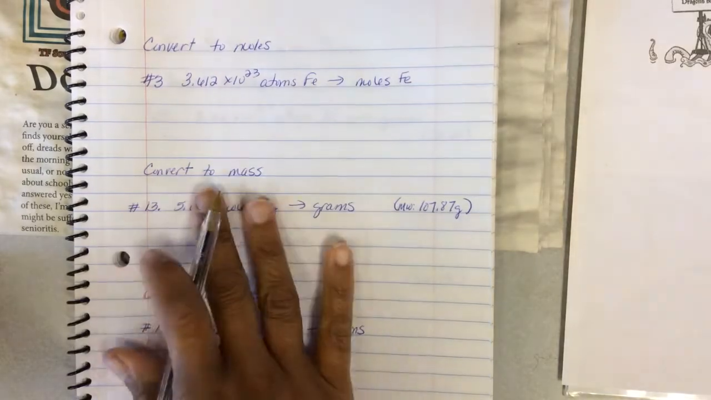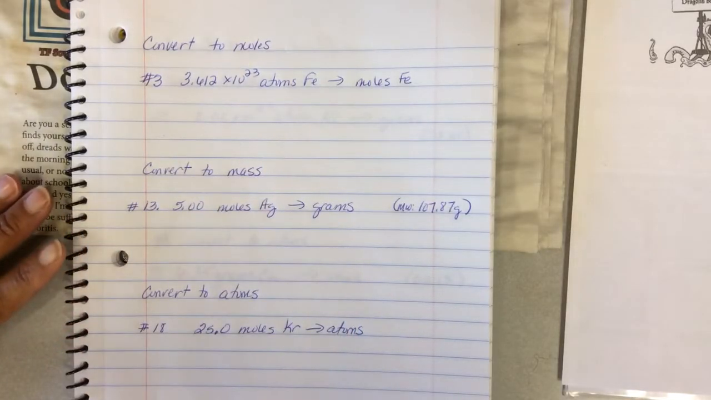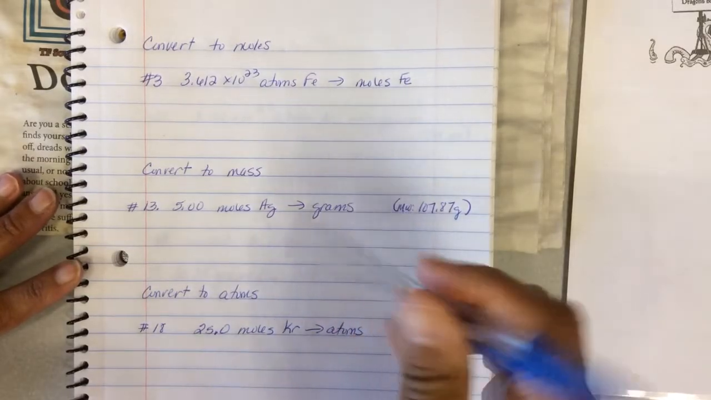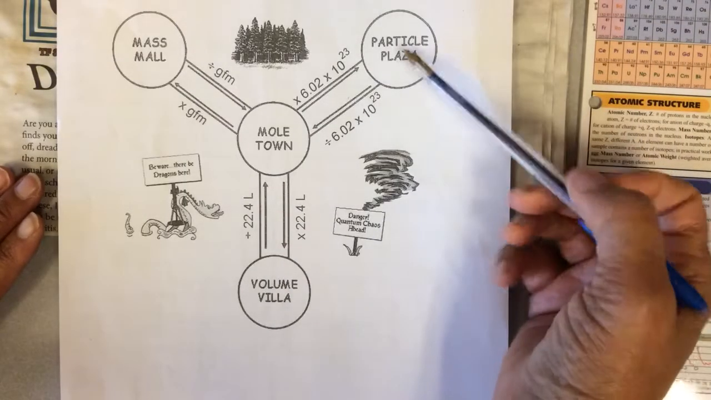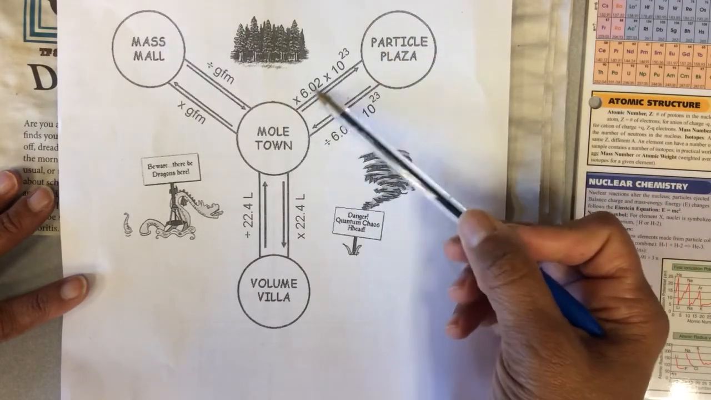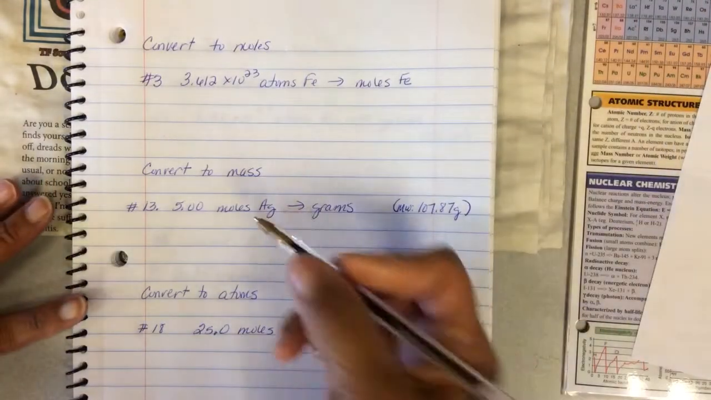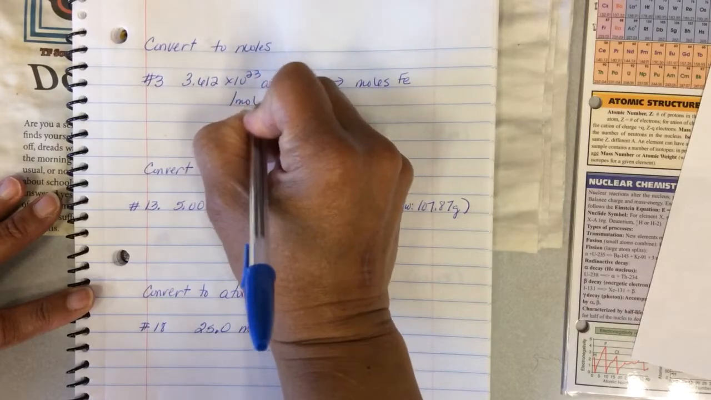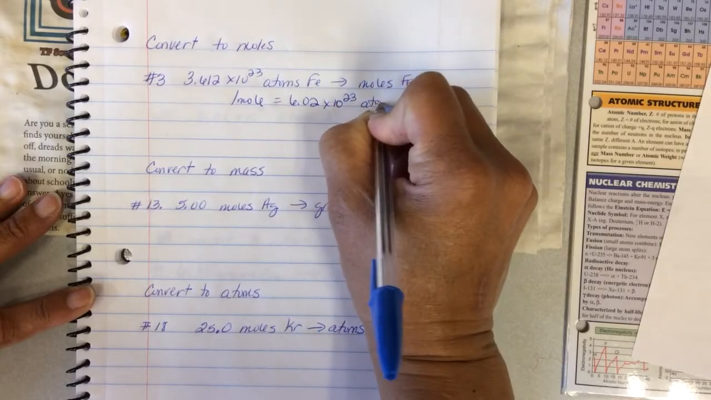I'm going to do number 3 first, and that's under convert to moles, and we have to take 3.612 times 10 to the 23rd atoms of iron and convert it to moles of iron. So the first thing we want to do, if you have this worksheet with you, you'll see that you want to go from atoms, which is over here in particles, down to moles. And using this little cheat sheet guide I gave you, you'll see that you need to use Avogadro's number, which is 6.02 times 10 to the 23rd. So the ratio we're going to set up is 1 mole equals 6.02 times 10 to the 23rd atoms.